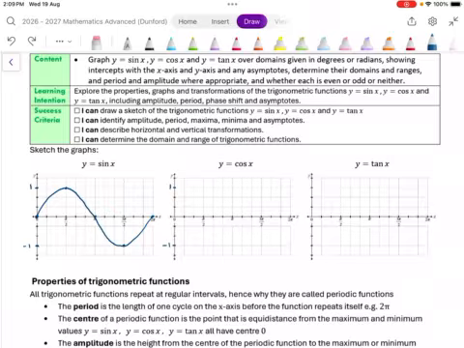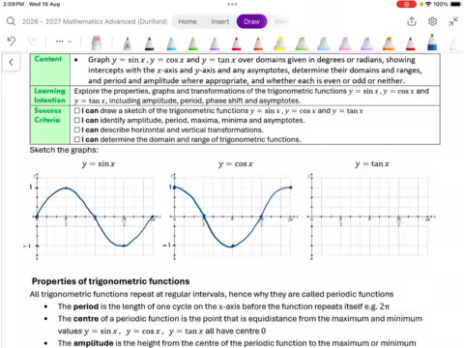We then have our cos function. Our cos function starts at 1 and it goes down. So it goes down to 0 at pi on 2, -1 at pi, 0 at 3 pi on 2, and up to 1 at 2 pi. And we sketch a nice smooth curve going through our function.